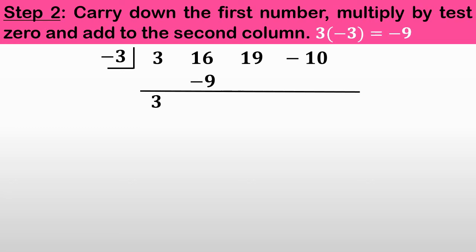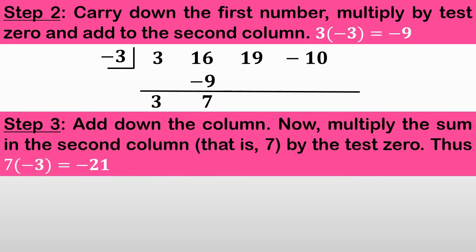16 minus 9 is equal to positive 7. Okay, let's proceed. Step 3. Add down the column. Now, multiply the sum in the second column, that is 7, by the test 0. Okay, so thus, 7 times negative 3 is equal to negative 21.